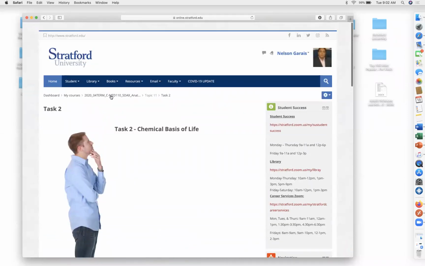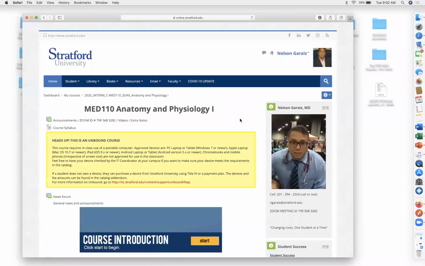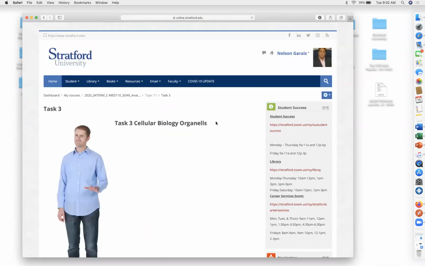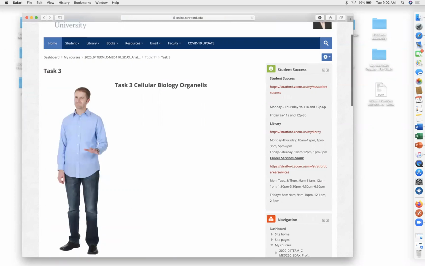Okay, so what are we doing this week? We're going to continue on that path. You know that atoms make molecules, molecules then make macromolecules, macromolecules then make organelles, organelles make cells. And what are organelles? That's what we're going to be talking about this week.